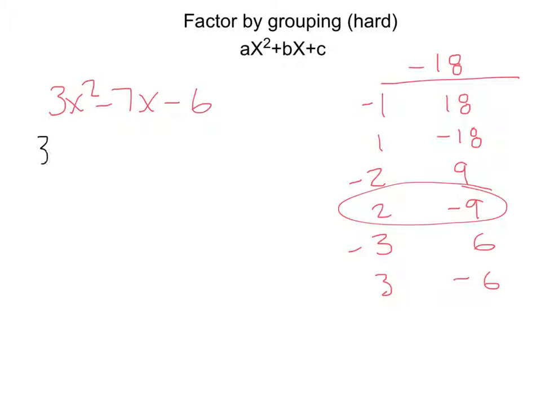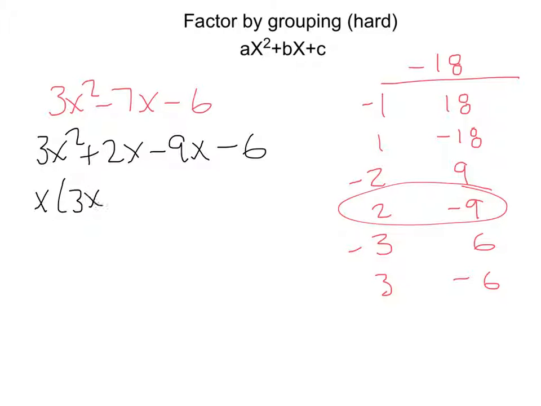So we'll say 3x squared plus 2x minus 9x minus 6. So now we're going to do the grouping part. So we say pull out an x from our first two. We go back and check, and we make sure that x times 3x is 3x squared, x times 2 is 2x. So what that means is on this next one, we need it to be a 3x plus 2.